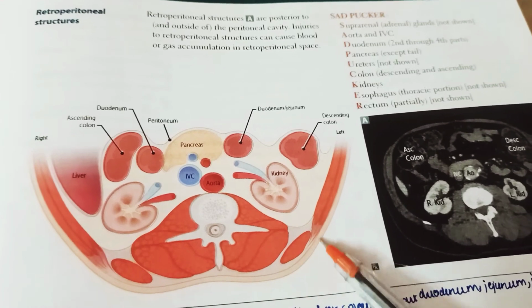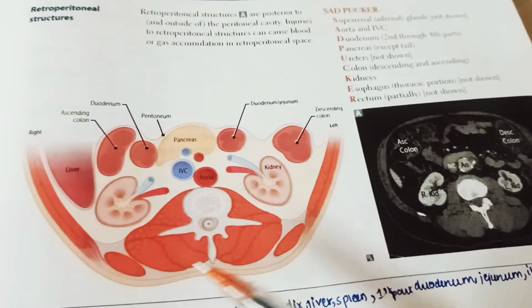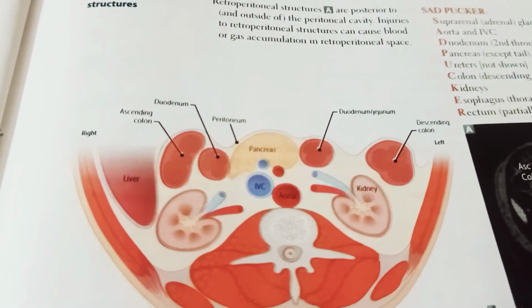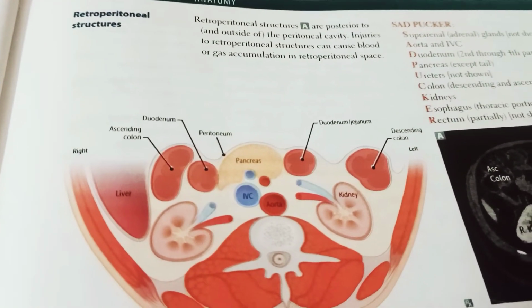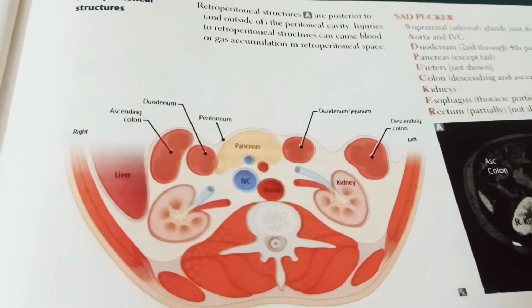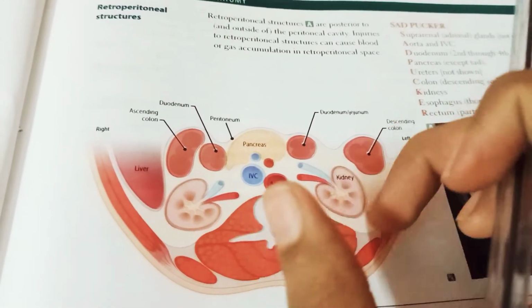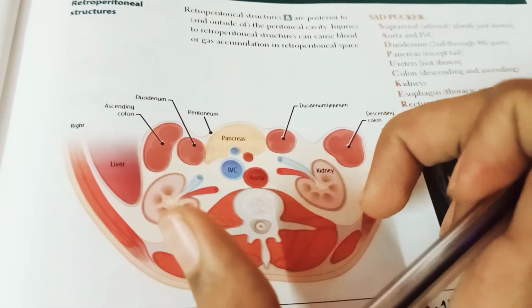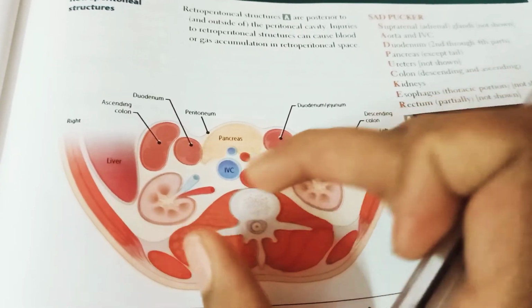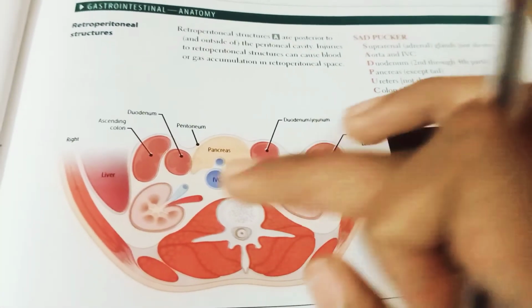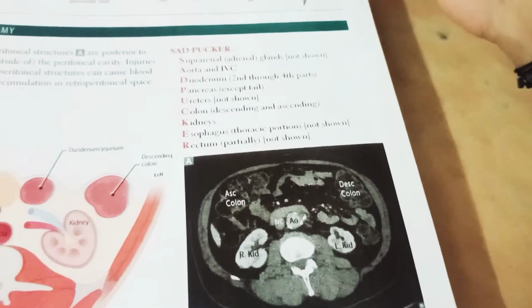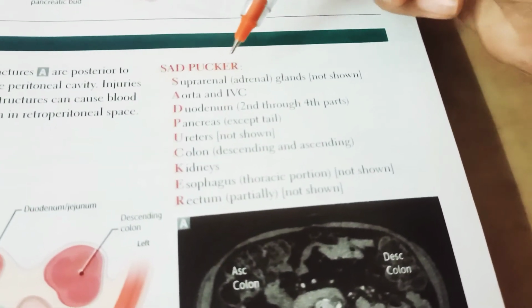On the back side again there is the abdominal wall, the posterior abdominal wall. These structures are called retroperitoneal structures. If they are injured, they can cause blood or gas accumulation in the retroperitoneal space. So how do we remember the retroperitoneal structures? You can remember them by the mnemonic SAD PUCKER.